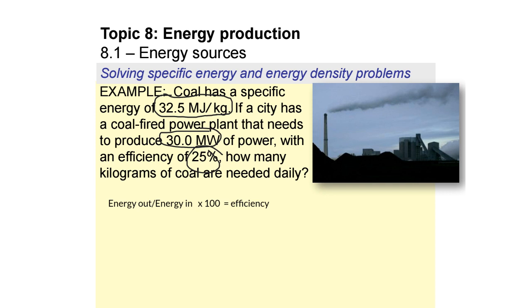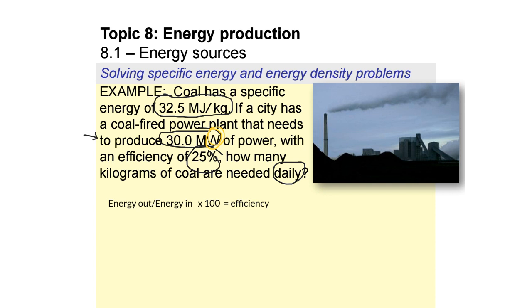Now, it's playing with a lot of things. The first thing is it's only giving you one energy, and you don't know yet if it's the energy out or the energy in. It's also talking about daily needs when we all know full well that megawatts are per second, right? So these are all things that you might want to think about before you start.